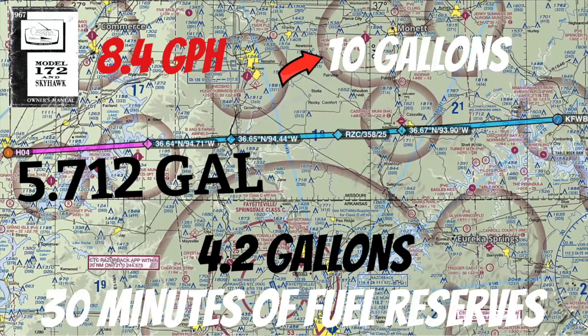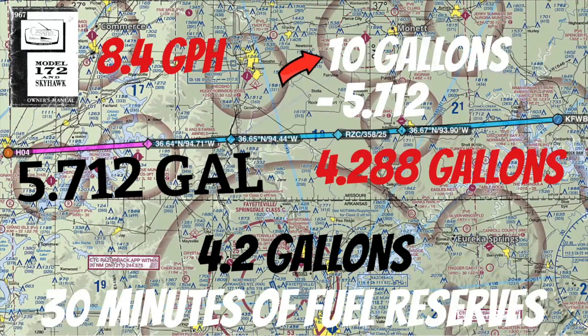Okay, so we have 10 gallons in the tank, and we're going to burn 5.712 gallons the rest of the way. That means we'll land with 4.288 gallons of fuel. So to answer our question, will we be legal? Yes, but barely, and you should never be cutting it that close.